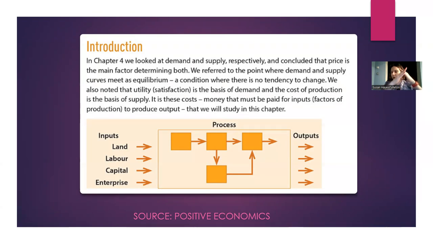And here is where you have P and Q, right? Price and quantity of that equilibrium. So then we notice that utility or satisfaction is the base of demand, and the cost of production is the base of supply. It is these costs, namely money, that must be paid for the inputs to make something. And what are those four things? So there are four inputs. We've land, labor, capital, and enterprise.